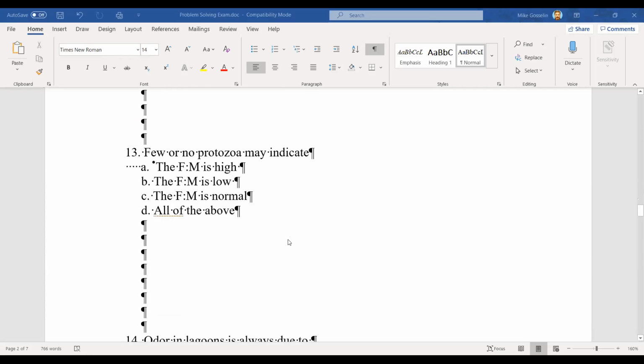I'm just going to go to this one here. Few or no protozoa may indicate... This is a tough question. I'll give you that much.